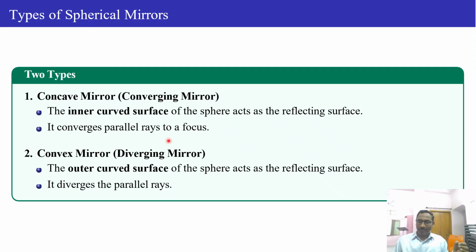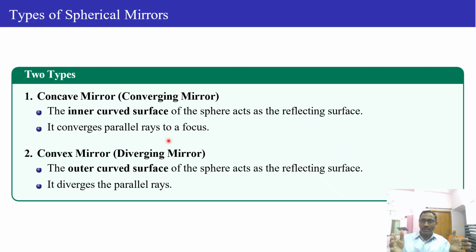And pole: if you take a part of the sphere, the center of the mirror is known as the pole. The distance from the pole to the center of curvature, the center of the sphere of which the mirror is a part, is known as the radius of curvature.